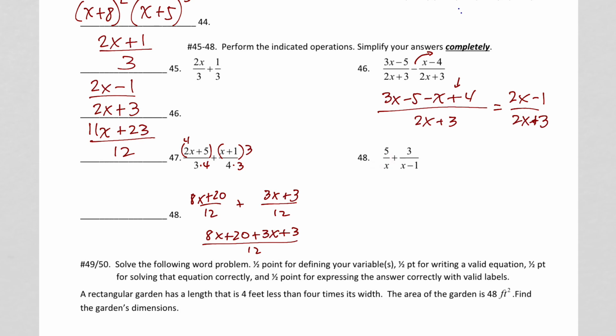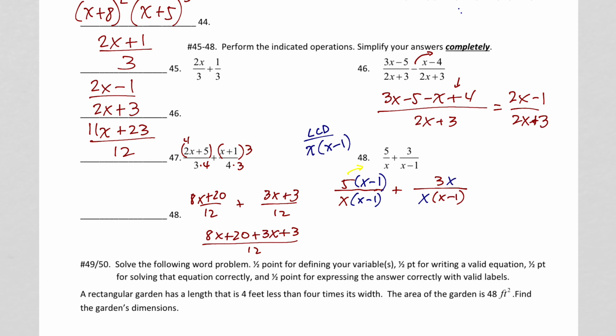Okay, my denominators are totally different, x and x minus 1. So my LCD is x times x minus 1, just multiplying them together. My fraction started out with 5 over x plus 3 over x minus 1. Those are the original fractions. But I need to multiply this in order to make it look like the common denominator. I need to multiply by x minus 1, so I need to do that in the numerator as well. On this one, in order to make it look like this, I need to multiply by x. So I need to do that in the numerator as well.